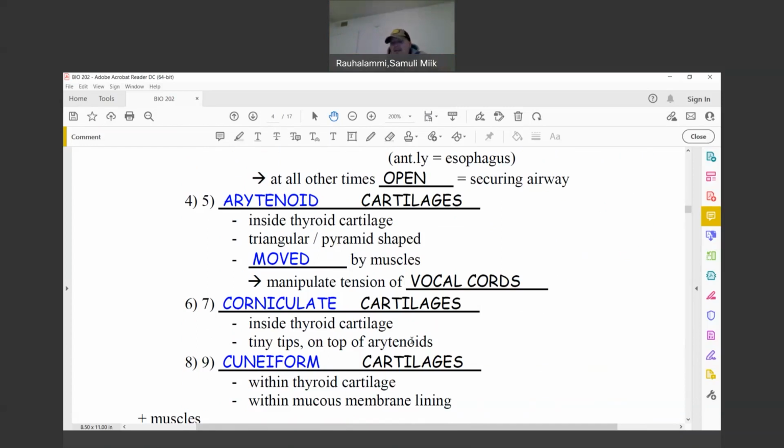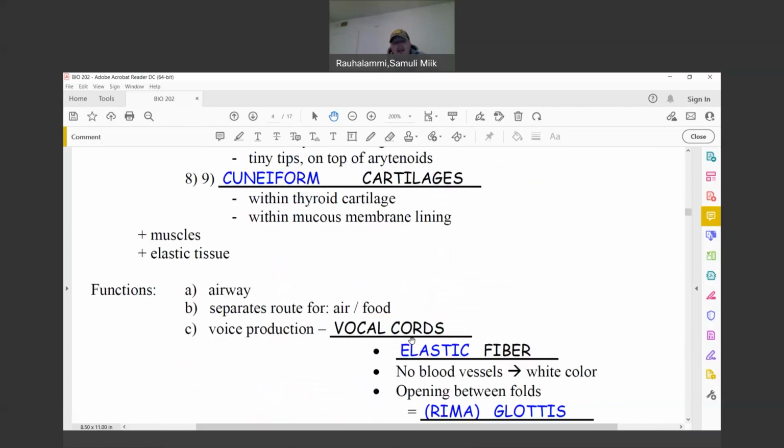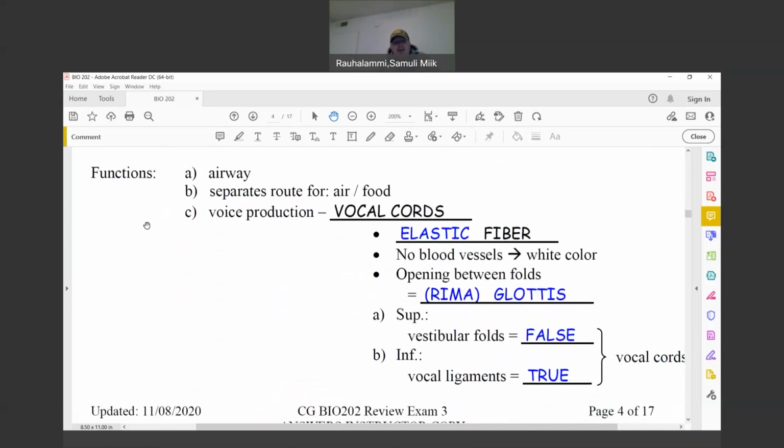So if you think of the functions of the larynx, we get to list few things that are important for us. First of all, of course, that's the route of air to the lungs. It also serves the purpose of separating the air pathway from where the food is going to go down the digestive tract, down the esophagus.